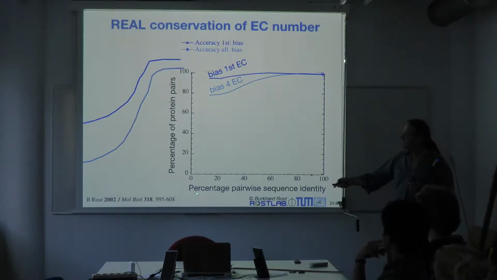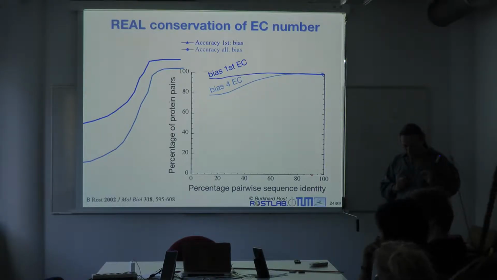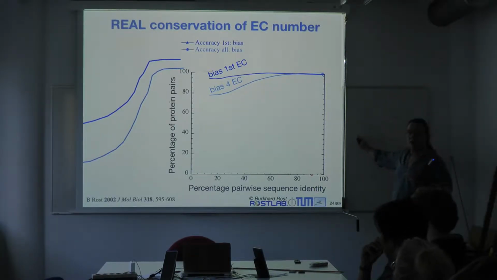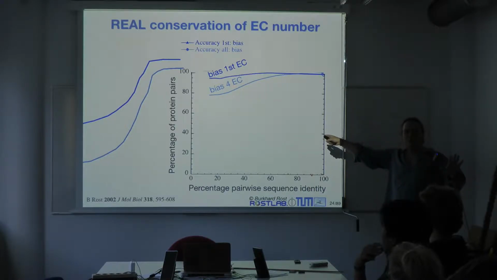So this is percentage sequence identity, and the data is fit, so it's not really true data, it's close to true data. This is the percentage of proteins. Again, I'm asking, if I do this for the entire set of known enzymes, for how many do I find that the first EC number is right? All 4 EC numbers are right. That's light blue. This is like what we saw before.